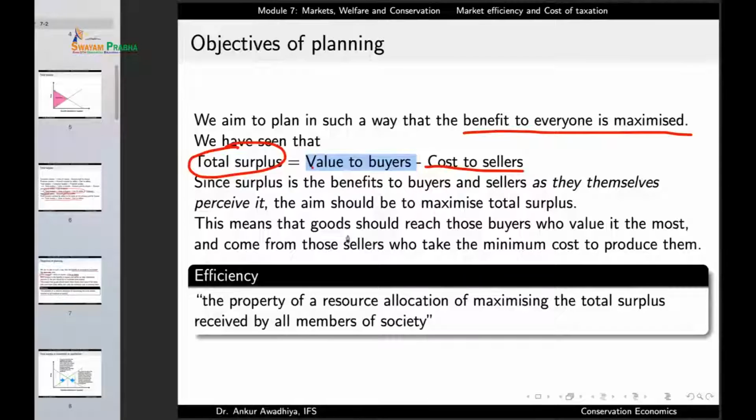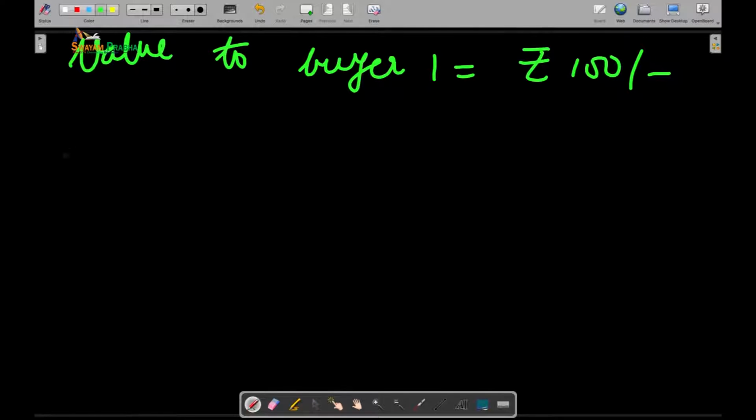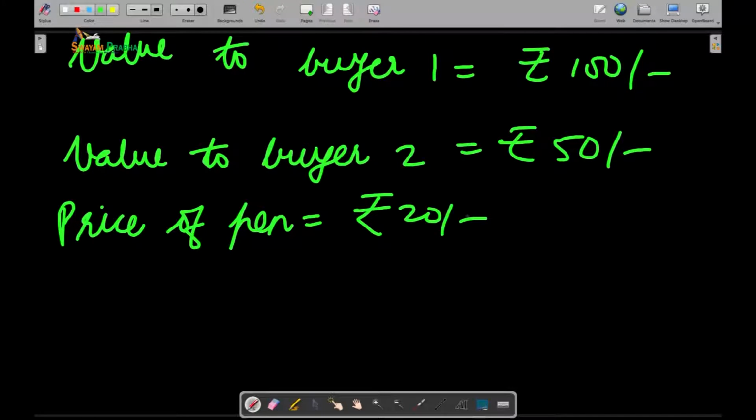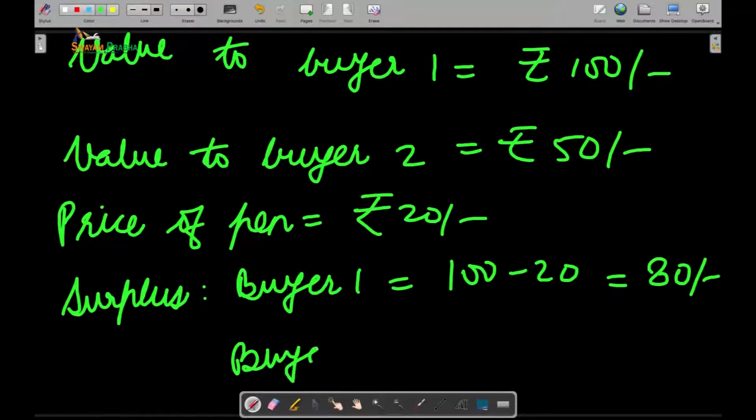Which means that if there are two buyers and one is putting a value of the spend to be say 50 rupees and the other one is putting the value to be say 100 rupees. What we are saying here is that the value to buyer 1 is 100 rupees and the value to buyer 2 is 50 rupees. Now, if this pen is available for a price of 20 rupees, then in that case, the surplus for buyer 1 is 100 minus 20 is 80 rupees, and the surplus for buyer 2 is 50 minus 20 is 30 rupees.